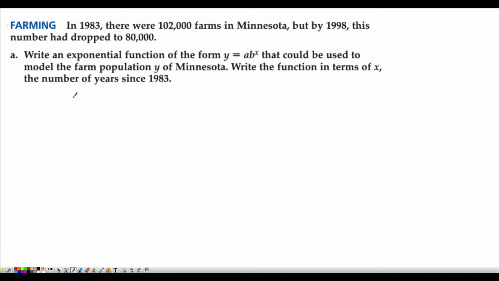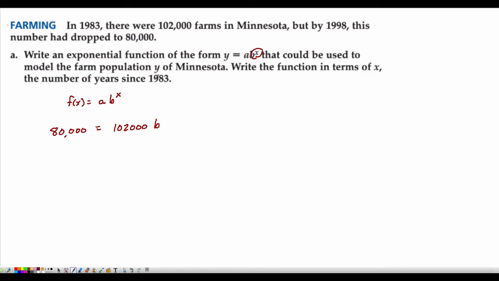This story, we have farmland. You can pause it to read the story if you want. We have the function is equal to ab to the x. This is going to be exponential decay, and we need to know what b is in order to solve this. We know that it's dropped to 80,000 and it started at 102,000. So our a value is 102,000, and it's some value of b.